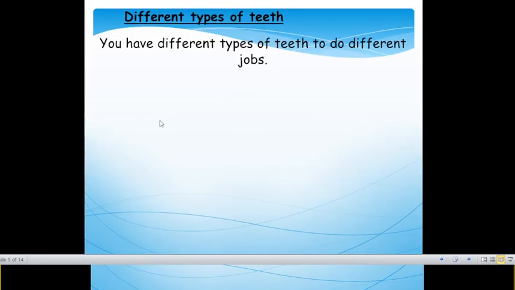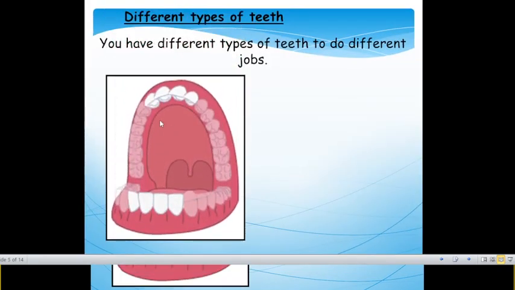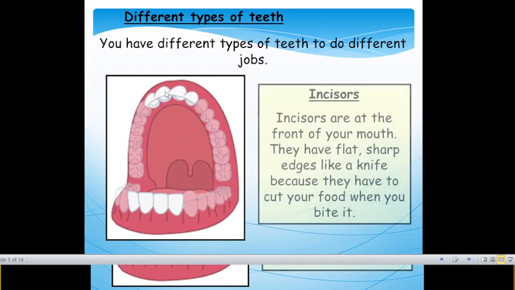There are different types of teeth. First we have the incisor teeth. You can see these are the central incisors and lateral incisors. Incisors are very flat in shape and they have a sharp edge. That sharp edge is known as the incisor ridge. They help to bite the food.